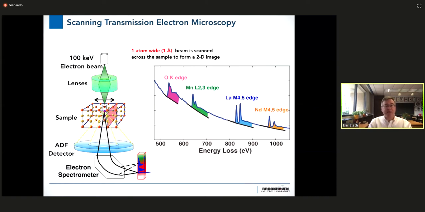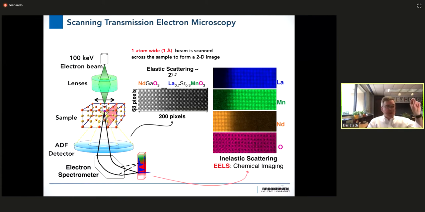Importantly, this is happening again with a 1 angstrom beam being scanned across the sample to form our 2D image. And so if we look, we can actually map out, again, point by point, and compare the high-angle annular dark field image with the individual scattering signals from lanthanum, manganese, neodymium, and oxygen, again giving us atomic resolution for our images in the high-angle annular dark field and electron energy loss spectrum. So again, able to take the electron microscope, see the atoms, but also color them according to their energy loss and do chemistry mapping at the atomic scale.